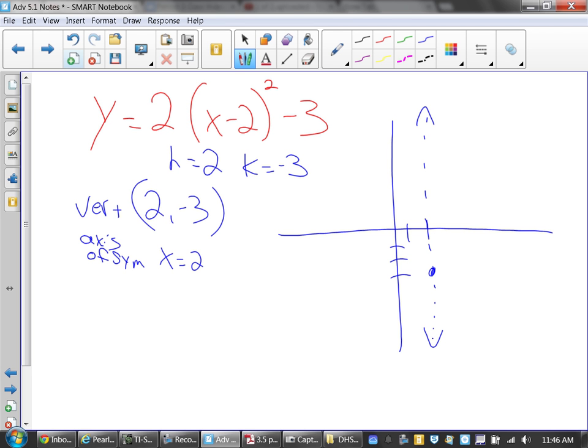The a value again was what? It's 2, and it's positive, right? Therefore, it's going to be going up or down? It's going to be moving up. So let's pick very easy numbers to work with. 0. What's 0 minus 2? What's negative 2 squared? 4. What's 4 times 2? 8. What's 8 minus 3? 5. Okay, that was hard. There's 5.